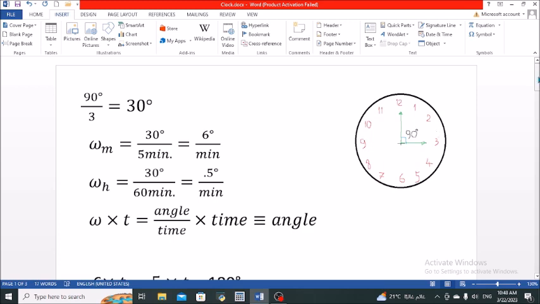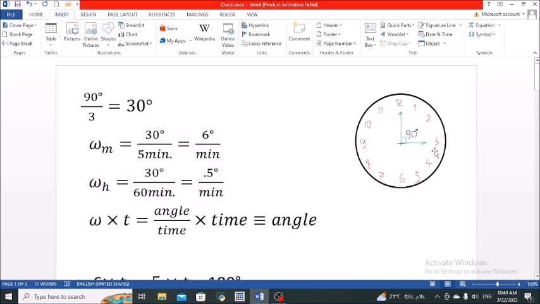In general, the unit of omega, the angular speed, is universally measured in radians per second. But this is a very fast speed for the pointers of the watch. So we'll use a unit suitable for us, and it must be, of course, angle per time. Let's start with the angular speed of the minutes pointer. It moves 30 degrees in 5 minutes. That is reduced to 6 degrees per minute.